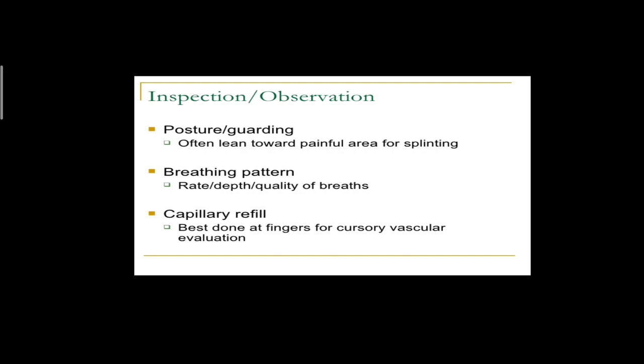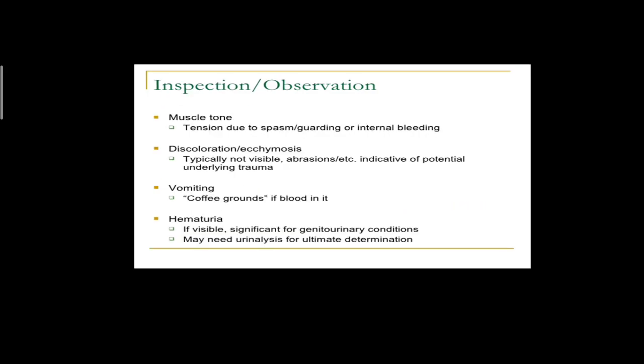Inspection or observation. Posture: patients often lean toward the painful area for splinting. Breathing pattern: we have to check the rate, depth and quality of the breaths. Capillary refill: we have to check at the fingers for cursory vascular evaluation. And we have to check for muscle tone, tension due to spasm or any internal bleeding. Discoloration is typically not visible, but abrasions etc. are indicative of potential underlying trauma.